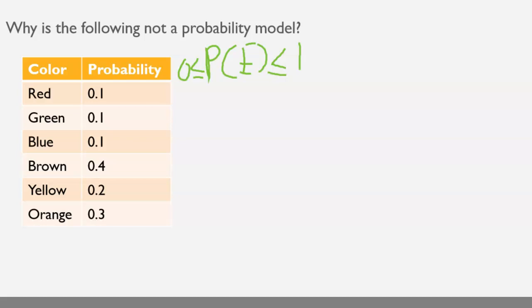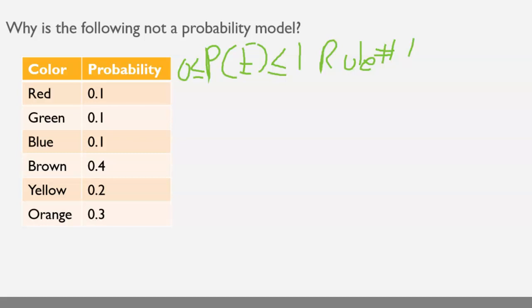Okay, so we're going to check to see if the following is a probability model. To check if it's a probability model, rule number 1 has to check out. So then, each probability has its thing. The probability of the color being red is 0.1. That's between 0 and 1. The probability of the color being green is 0.1, so that's between 0 and 1. Probability of the color being blue, that's 0.1 as well. Probability of it being brown, that's 0.4.